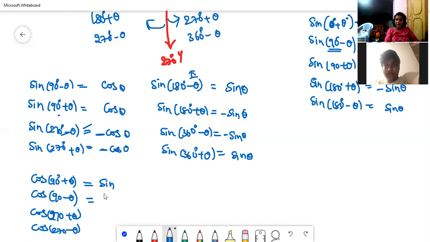And we can concentrate on the second quadrant, where it is negative, so minus sine theta. For 90 minus theta, cos in the first quadrant is positive, so it is sine theta. In the fourth quadrant, cos is positive, so it is sine theta. In the third quadrant, cos is negative, so it is minus sine theta.